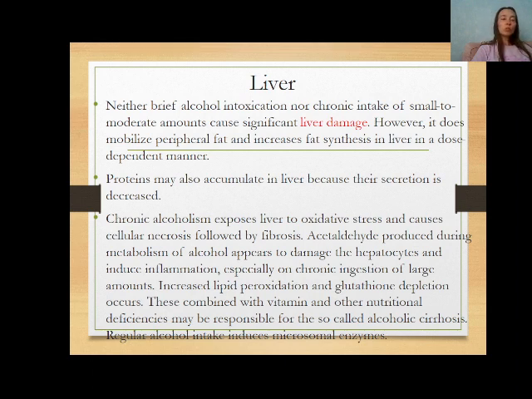Acetaldehyde produced during metabolism of alcohol appears to damage the hepatocytes and induce inflammation, especially on chronic ingestion of large amounts. Increased lipid peroxidation and glutathione depletion occurs.